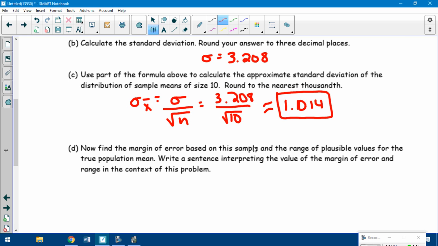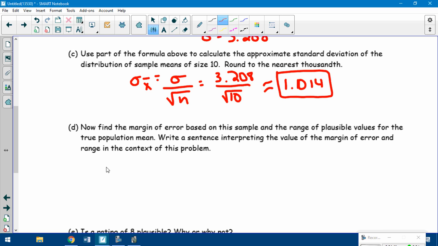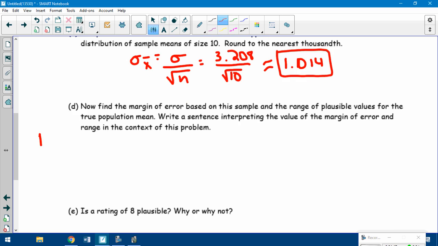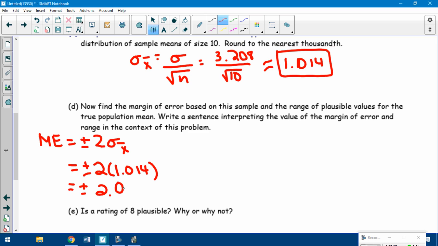So now find the margin of error based on this sample, and then find the range of plausible values for the true population mean. Write a sentence interpreting the value of the margin of error and the range in the context of this problem. Okay, so margin of error, first off, is equal to plus or minus 2 standard deviations of the sampling distribution, to make sure you're using the correct standard deviation. It's 2 times 1.014, which comes out to be plus or minus 2.028. So that's the margin of error, first off.